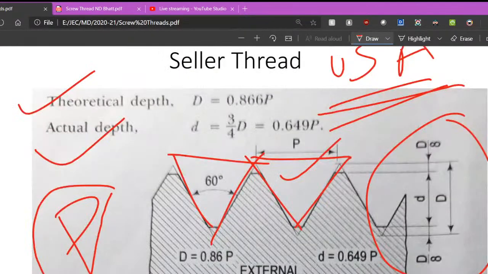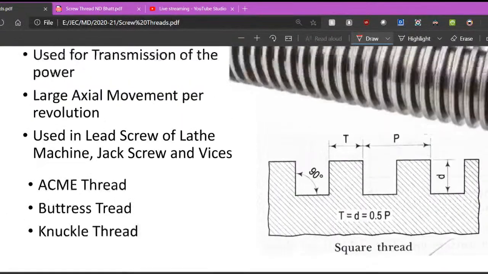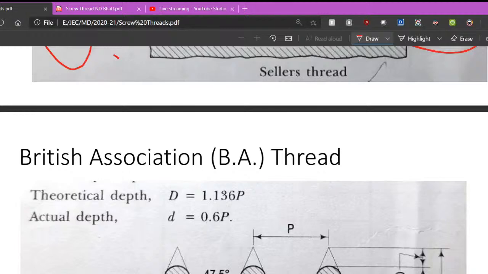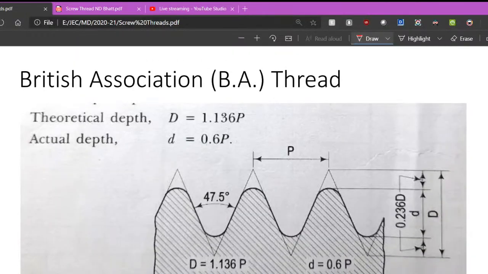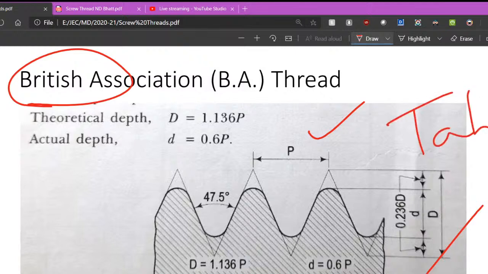After that, the British Association thread. As the name suggests, this is used mainly in Britain. For that, these dimensions are used, capital D and small d. Capital D, as you know, is the theoretical depth and small t is the actual depth. The P value, again for this we have another reference table that I have not included here because we are not using it in India.